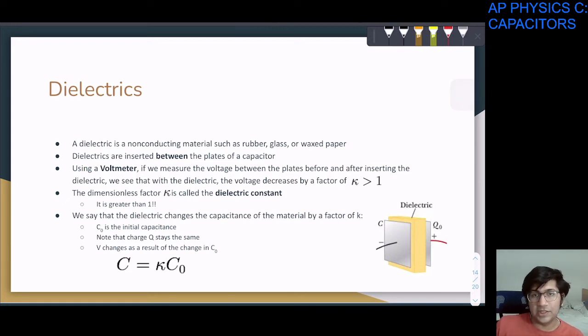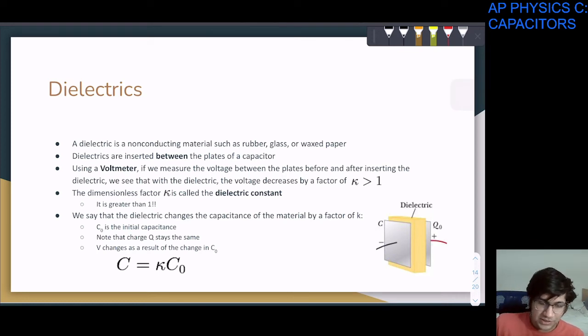And using a voltmeter, if we measure the voltage between the plates before and after inserting the dielectric, we'll see that the dielectric changes the voltage by a factor greater than 1. We call this factor the dielectric constant. We say that a dielectric changes the capacitance of the material by a factor of kappa, the dielectric constant.